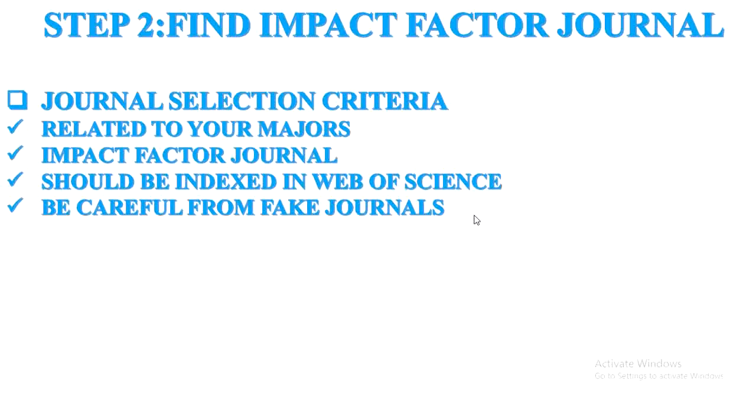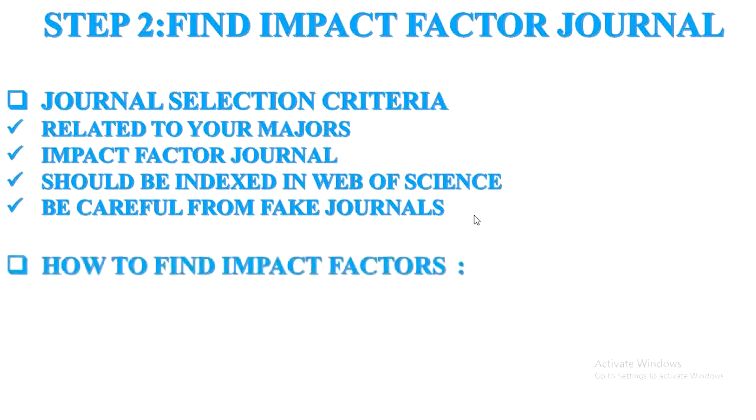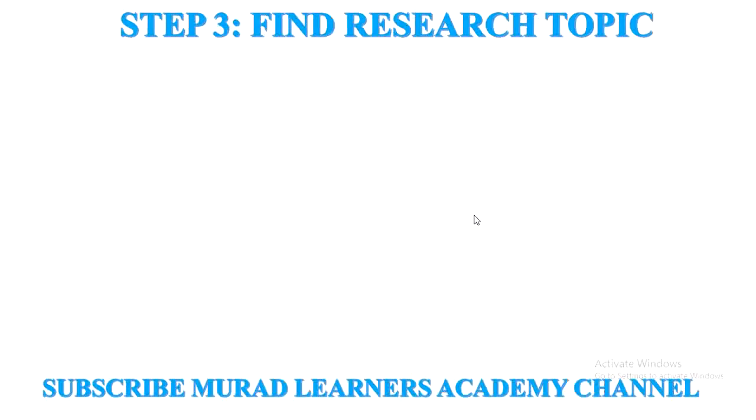How will you find fake journals? Go to Web of Science, the best website. Next point, how to find impact factors. Number 1, from the Clarivate Analytics website. Number 2, Web of Science.